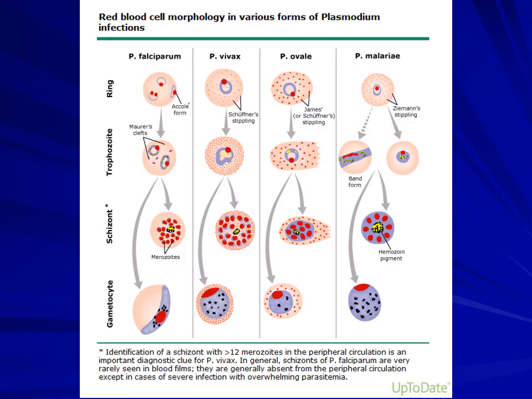And then this ring will metabolize and enlarge, it will grow into a trophozoite, and then this trophozoite will divide to produce the schizont containing those multiple merozoites. And each merozoite, like you see here, when the RBC ruptures, can invade or infect a new RBC.